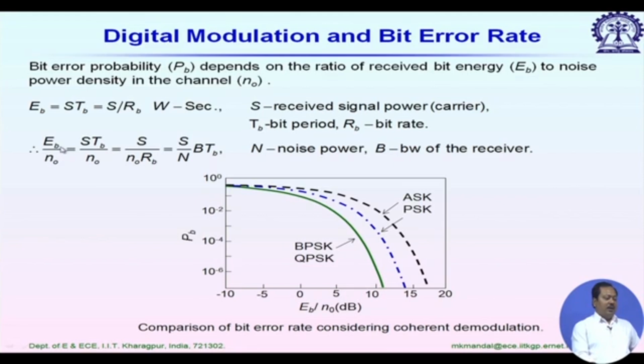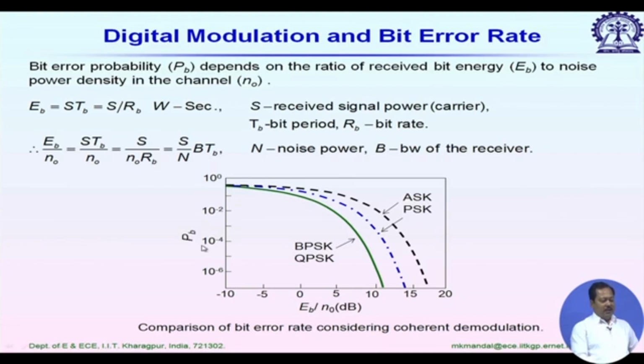Then the SNR, Eb by N0, is equal to S Tb by N0, or we can also write it in terms of Rb as S by N0 Rb. And let us say B is the bandwidth of the receiver, then N0 is equal to the total noise power N divided by B. So, it can also be represented as S by N B times Tb.